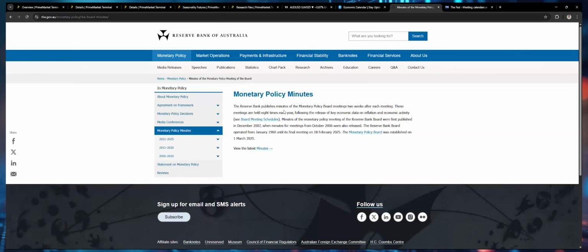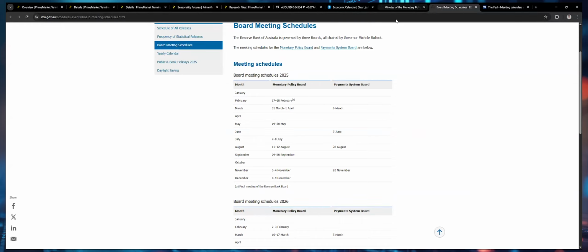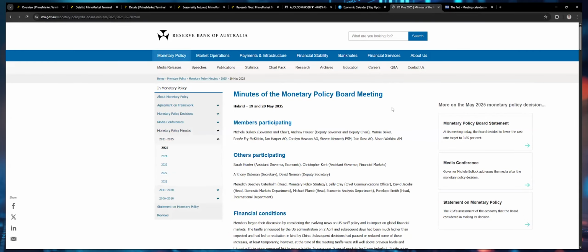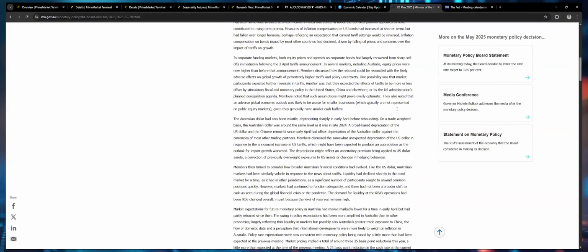The Reserve Bank publishes minutes of the Monetary Policy Board meetings 2 weeks after each meeting. These meetings are held 8 times each year following the release of key economic data on inflation and economic activity. You have the schedules, of course. You can see when the next ones are going to be. Also, the meetings from October 2006 were released. Anyway, you can just click into minutes, and that's what we got.